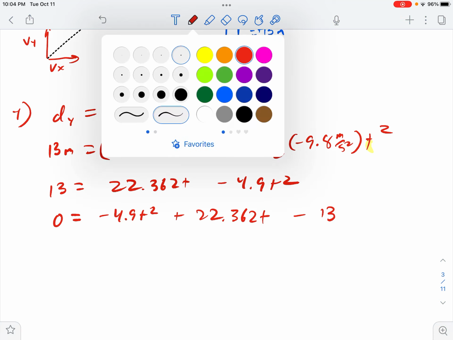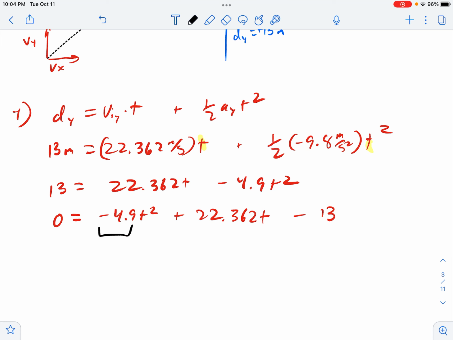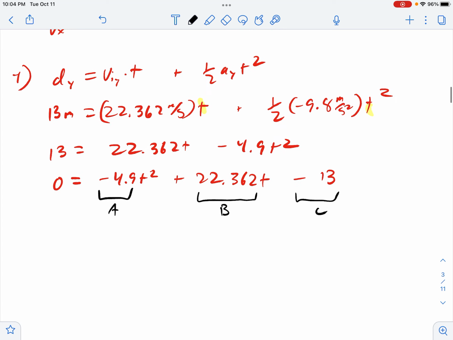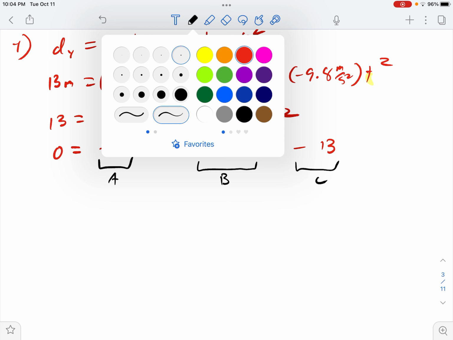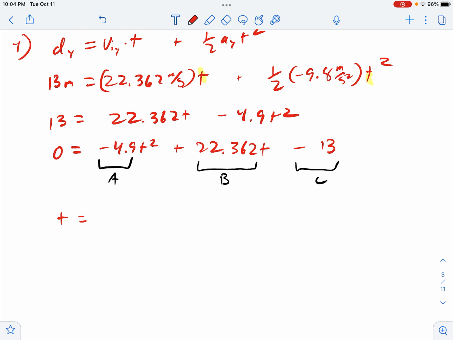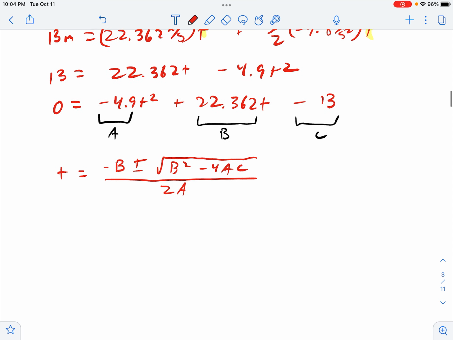Okay, and when I do that, I see that I've got a quadratic. With a negative 4.9, that's my A. The 22.362, that's my B. And the negative 13, that's my C. So in order to solve for the quadratic, the time is going to be equal to negative B plus or minus the square root of B squared minus 4AC, that whole quantity over 2 times A.